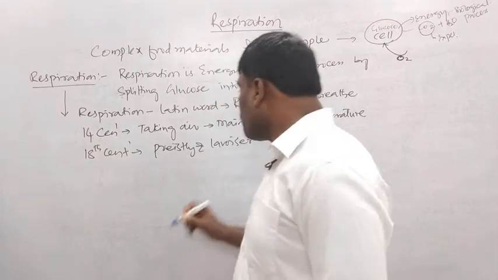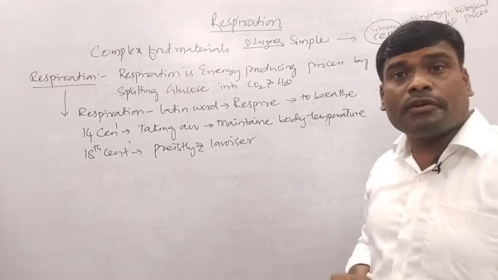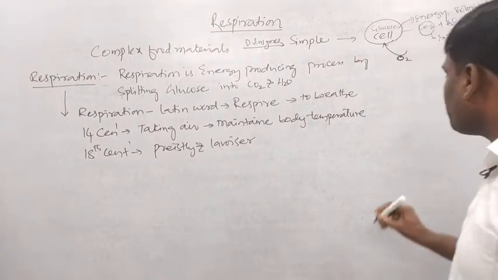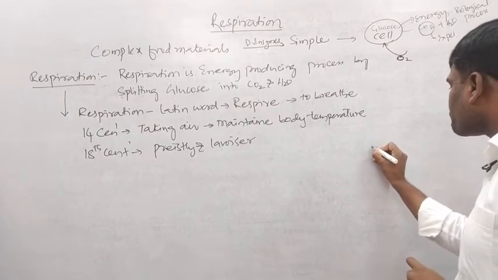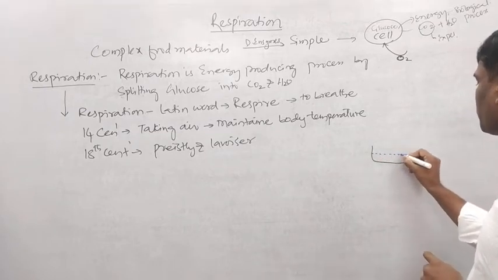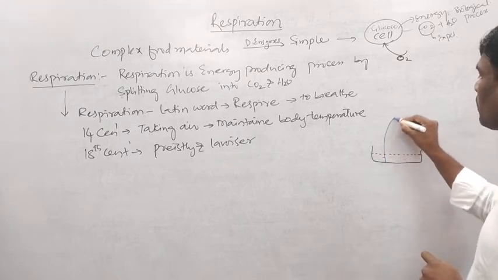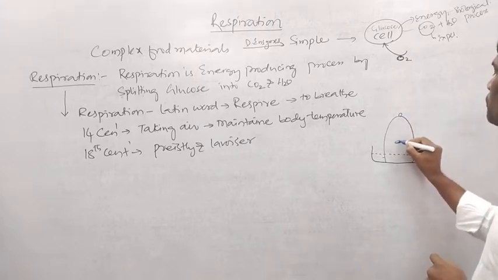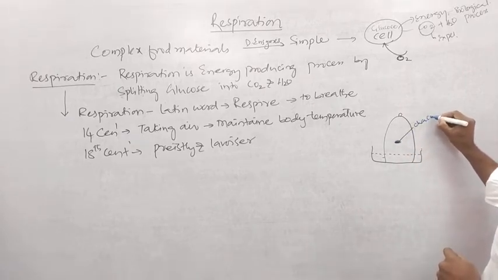So mainly Lavoisier, children, he conducted a few experiments. Out of that, one of the important experiments he conducted is, children, the bell jar experiment. So he took a trough, and in that trough he poured water, and he took a bell jar. In that trough, children, placing some charcoal inside this bell jar, he started burning this charcoal.